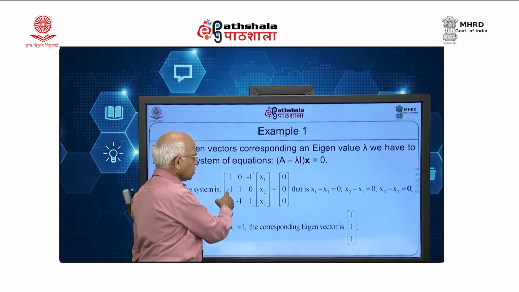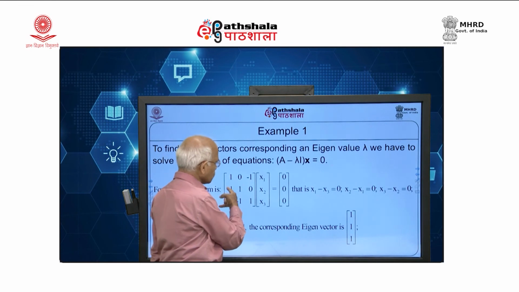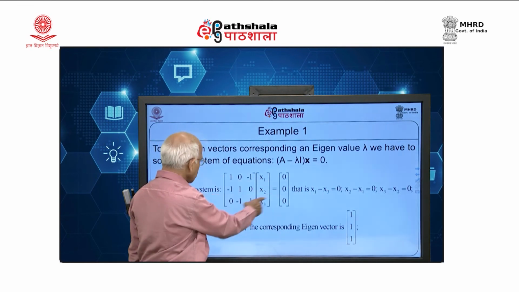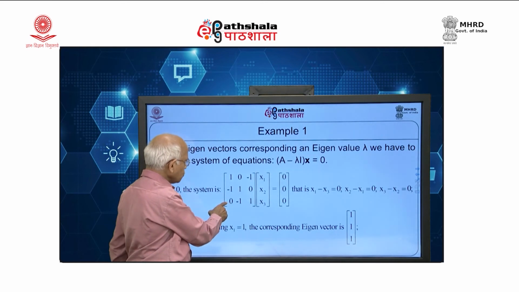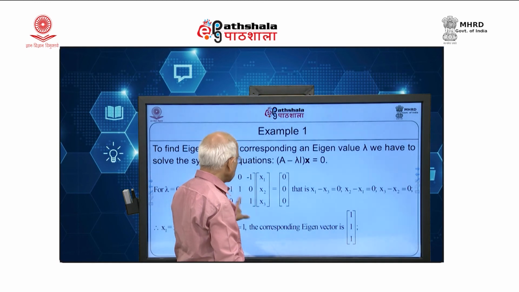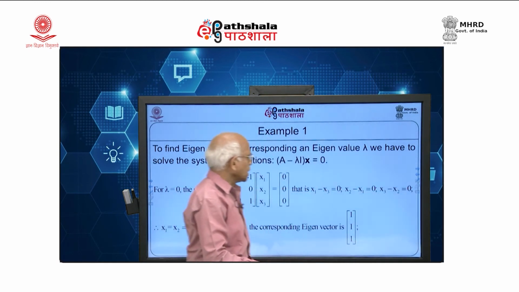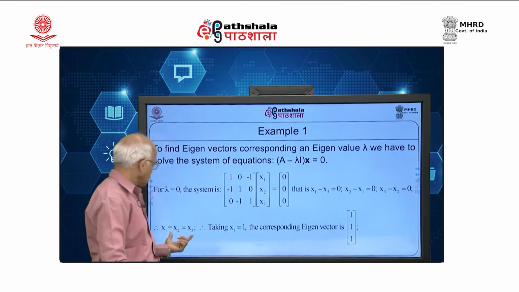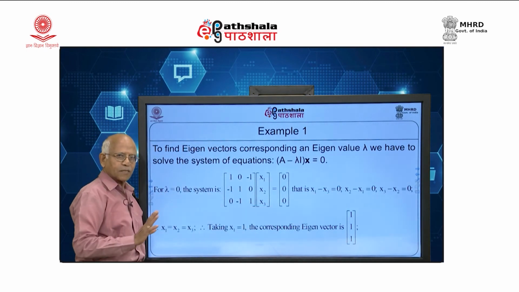This will give me x 1 minus x 2 equal to 0, and x 2 minus x 1 equal to 0, and this will give me x 3 minus x 2 equal to 0. So, that is what I will be getting. Now, these together will give me x 1 equal to x 2 equal to x 3.